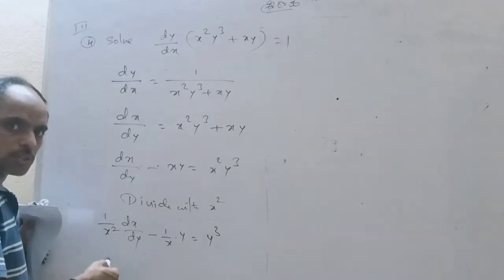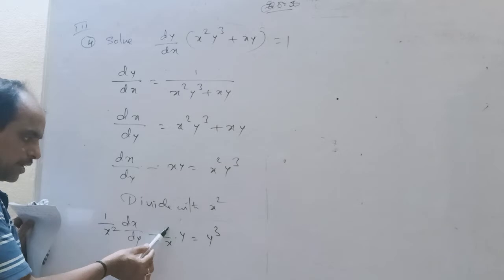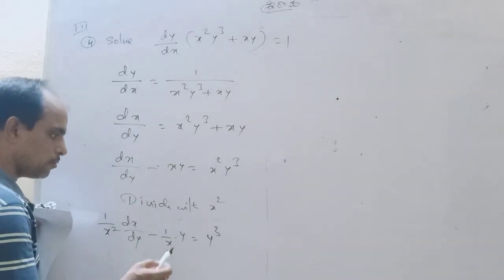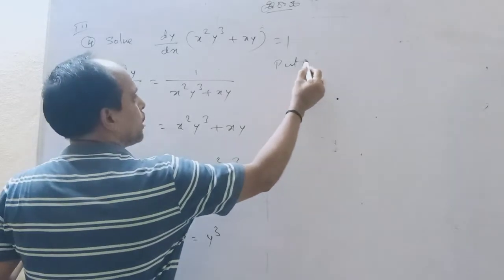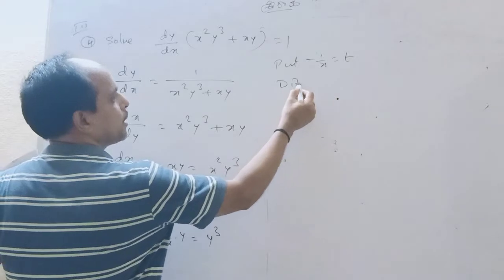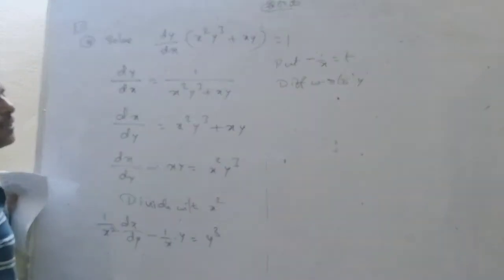Of course, this is also not in the form of a directly linear differential equation. Now, you see the derivative of minus 1 by x is 1 by x square. Now, put minus 1 by x is equal to some t. Now, differentiate with respect to y.